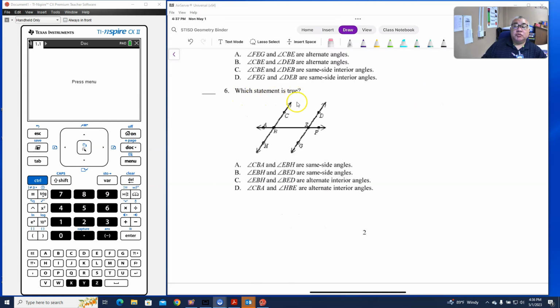Which statement is true? Angle CBA and angle EBH are same side angles? No. Well, actually, I'm going to use a color marker here. So we have CBA and EBH. These are vertical angles.